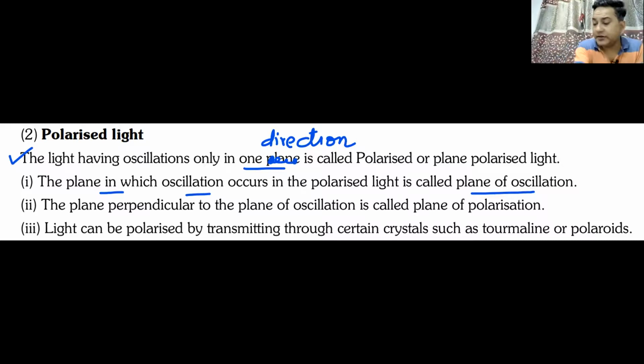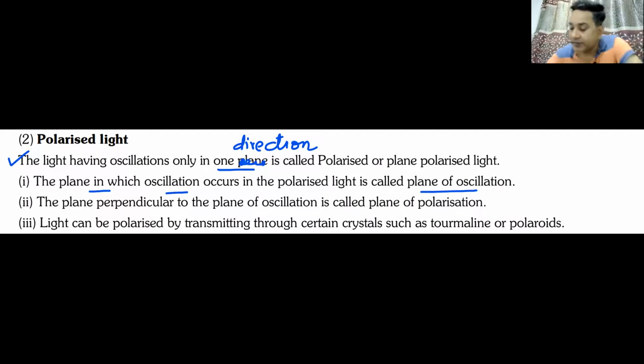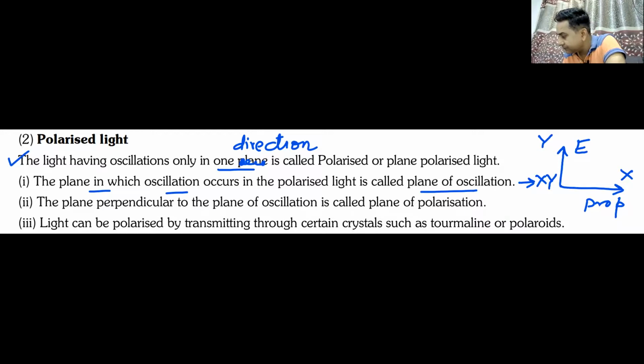Let us say, for example, and I am giving you a very simple example, that the light is propagating in this direction along the x-axis, and your electric field, the vibration, is along the y-axis. What is your plane of oscillation now? The light is propagating along the x-axis and the electric field is along the y-axis. Your plane becomes the xy plane. Do we understand this? Yes. That is known as your plane of oscillation.